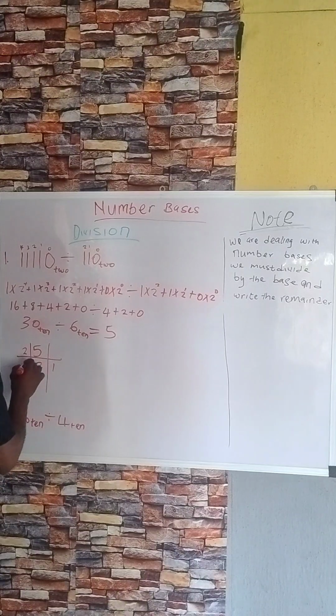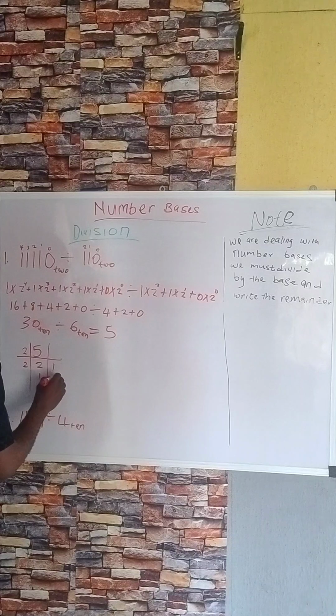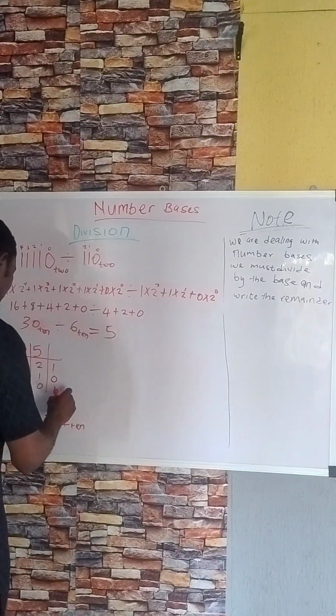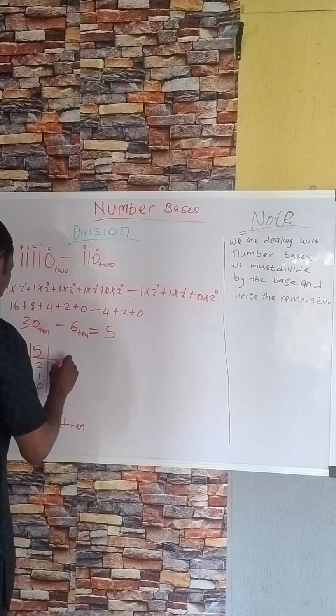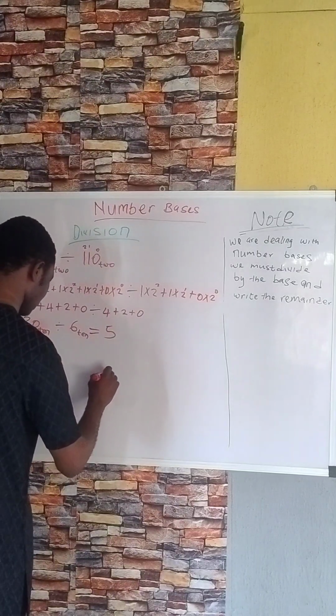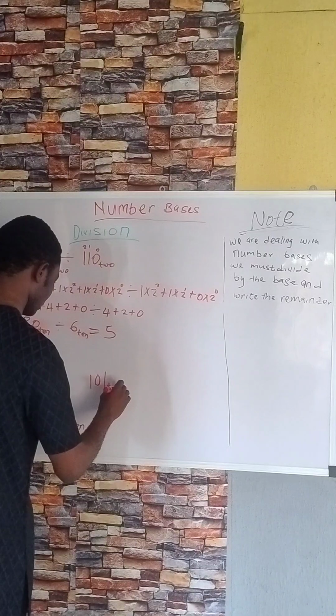So, 2 in 2 will give you 1, remainder 0. So 2 here will give you 0, remainder 1. You write your answer from the bottom to the top. So you have 1, 0, 1 base 2.